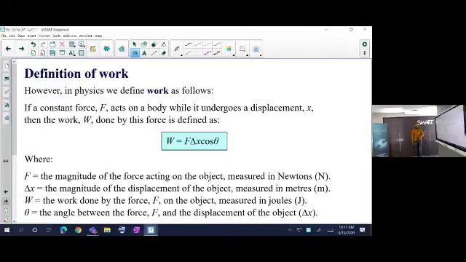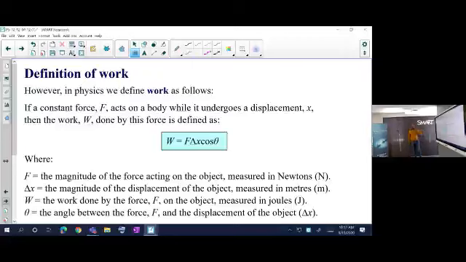Definition according to scientific gatherings. In physics, we define work as follows. If a constant force, obviously you know what a constant is. If it's constant, it's not changing. Is that clear? It's the same force that you started with. You continue with it until the end.